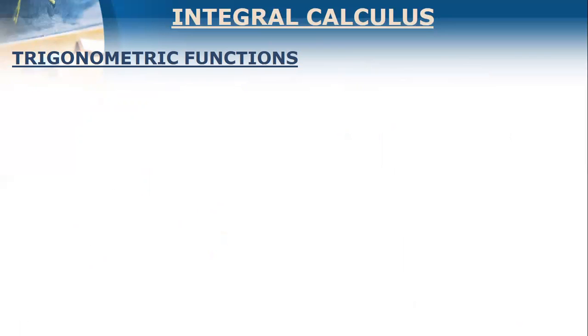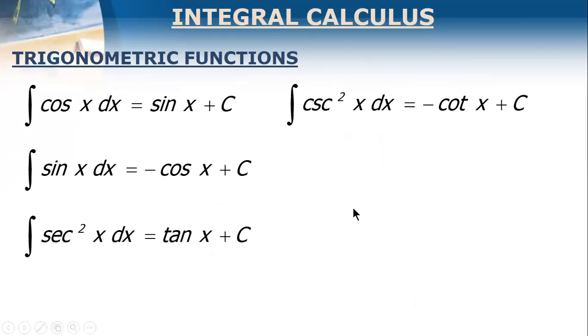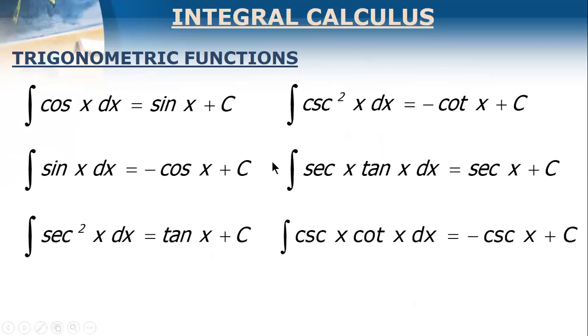And so now we will discuss trigonometric functions. We have six basic trigonometric functions or basic integrals. You can recall this one from differential calculus, because the derivative of sine is cosine. Therefore, the integral of cosine is sine. And the integral of sine is negative cosine, because the derivative of cosine is negative sine x.